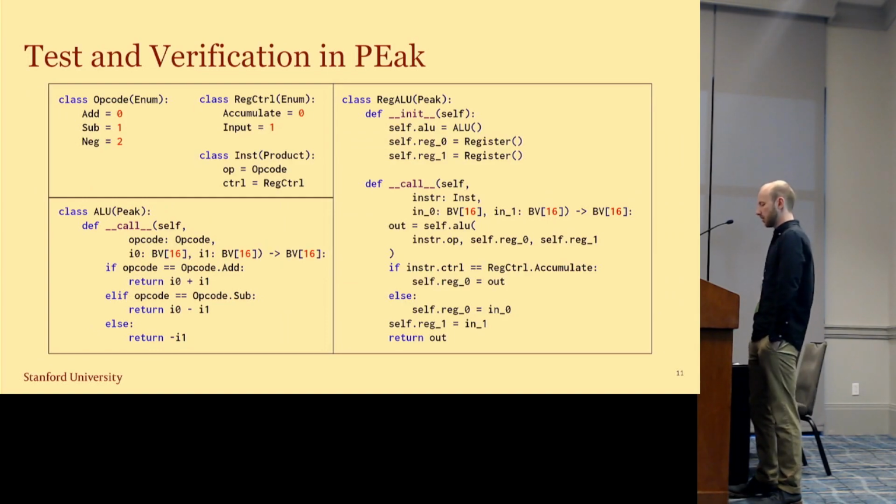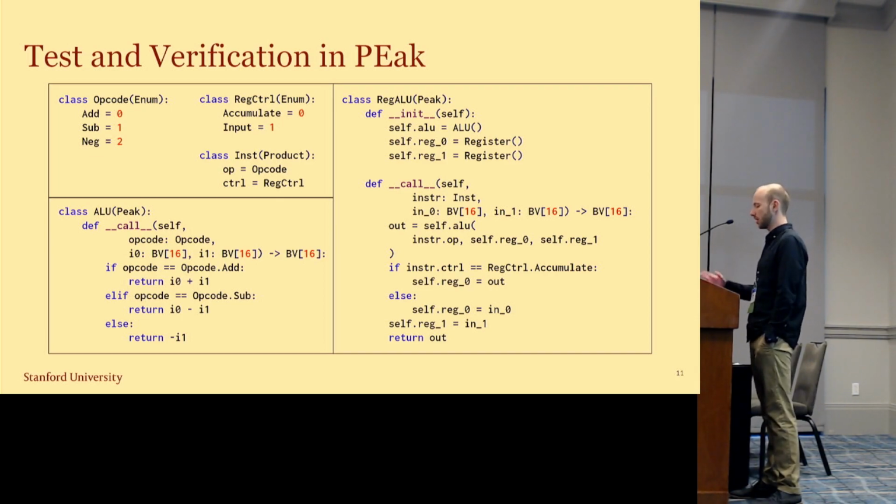So here I'm showing on the top left a little bit more complicated processor instruction. It uses algebraic data types, specifically enum and product types. So you have opcode, which is the same as before. It has add, sub, negate. And now we've added a new enum type called reg control, which has 2 potential values, accumulate and input. And then below that we have this instruction product type that combines the 2. So here we have op, which is of type opcode, and control, which is of type reg control. From this really simple example, you might be able to see how this is quite a useful way of describing processor instructions.